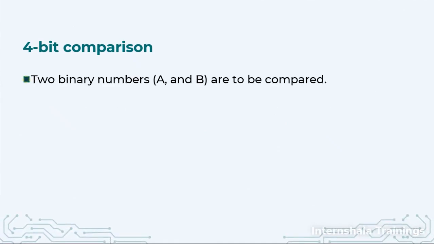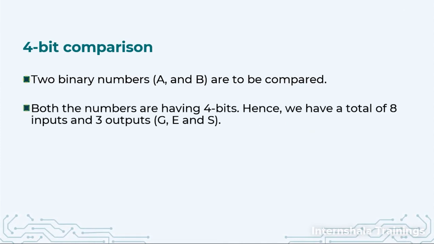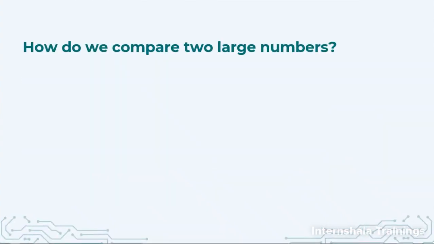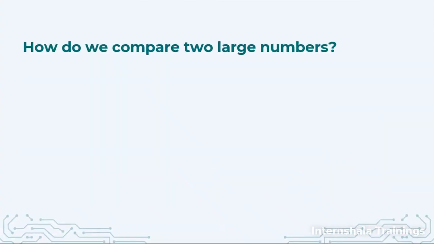When I am given that you have to compare two numbers A and B, both of them of size 4 bits. If I have 4 bits of A and 4 bits of B, that means I have a total of 8 input variables. So in that case, I am going to have 2 raised to power 8, 256 input cases. That means we cannot have the truth table. So we must think of something else. So then how can we do that?